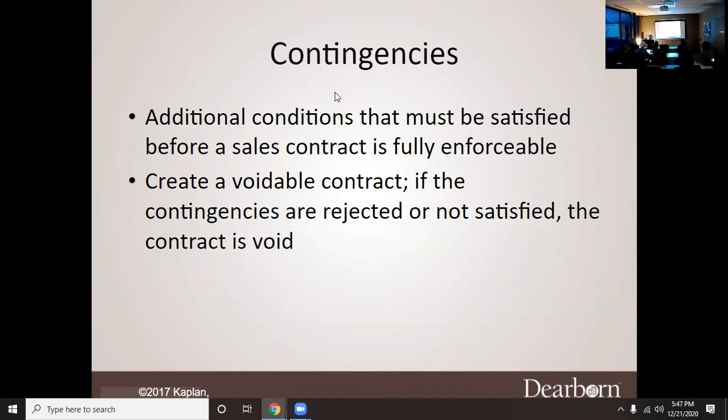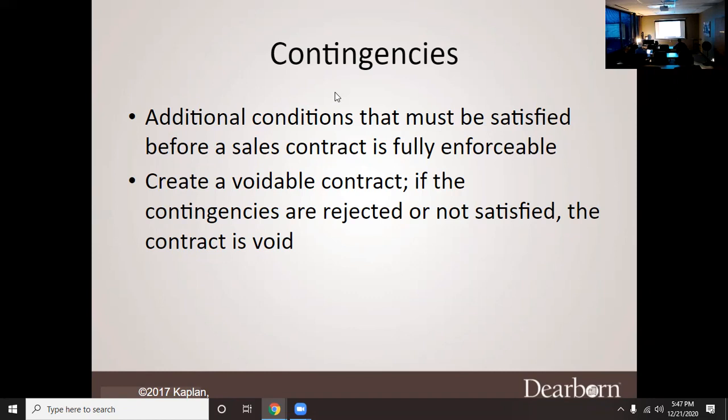Now going back here to contingencies. Contingencies in this situation are, as it says, additional conditions that must be satisfied before a sales contract is fully enforceable, okay? One of them could end up being that financing.